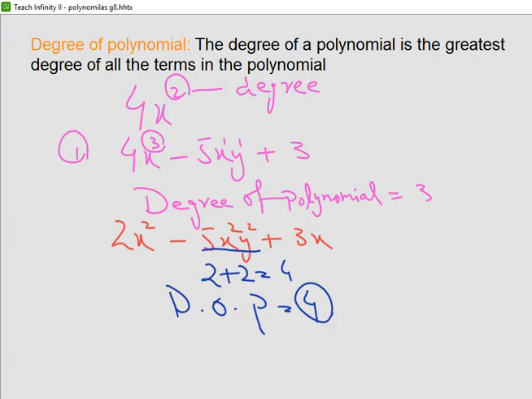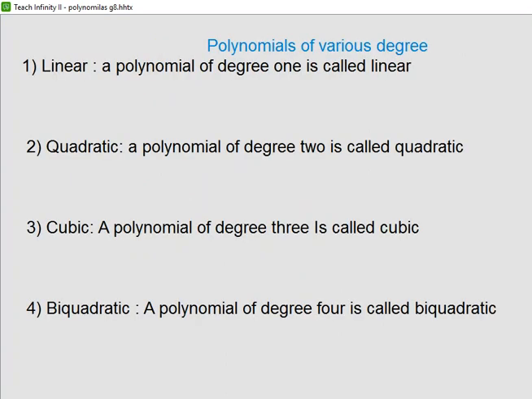So on the basis of the degrees, the polynomials are divided into different categories. Polynomials of various degrees. The first one is the linear polynomial. A polynomial of degree 1 is called linear, like 4x, which has the power 1.